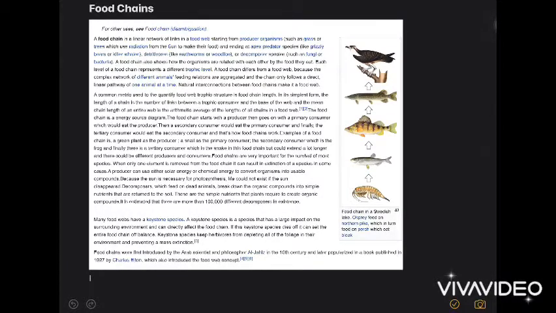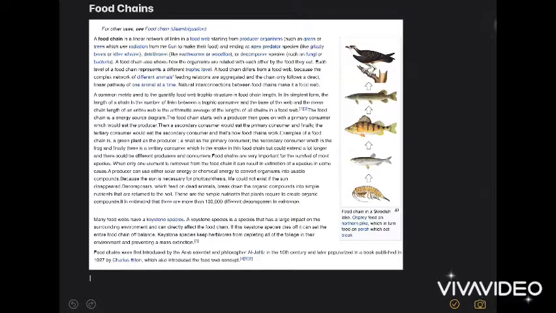Food chains are very important for the survival of most species. When only one element is removed from the food chain, it can result in extinction of a species in some cases. A producer can use either solar energy or chemical energy to convert organisms into usable compounds because the sun is necessary for photosynthesis. Life could not exist if the sun disappeared.